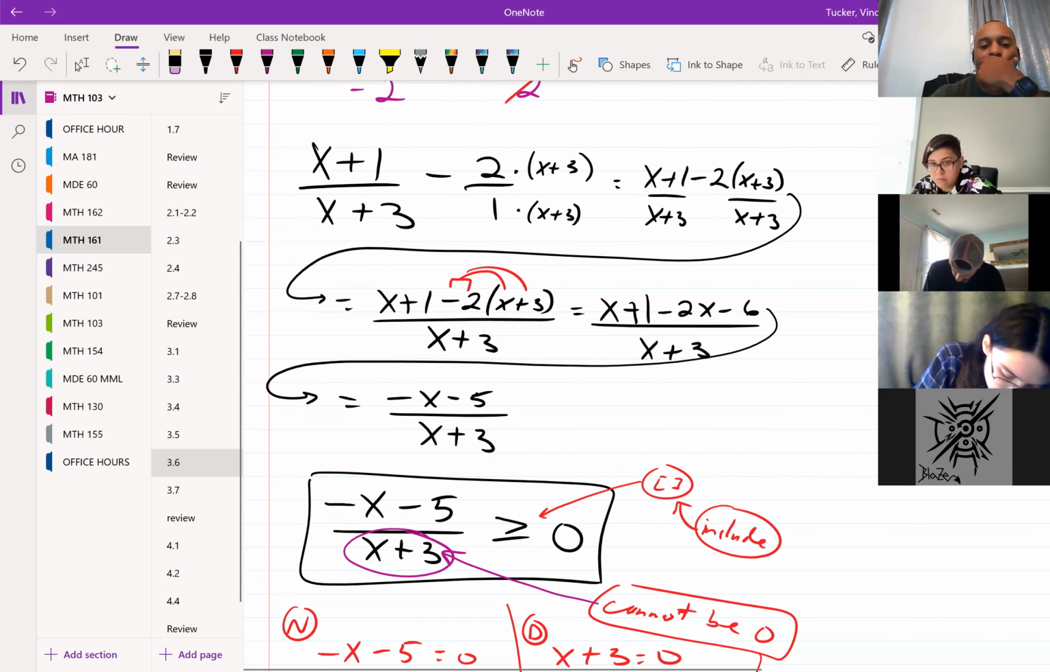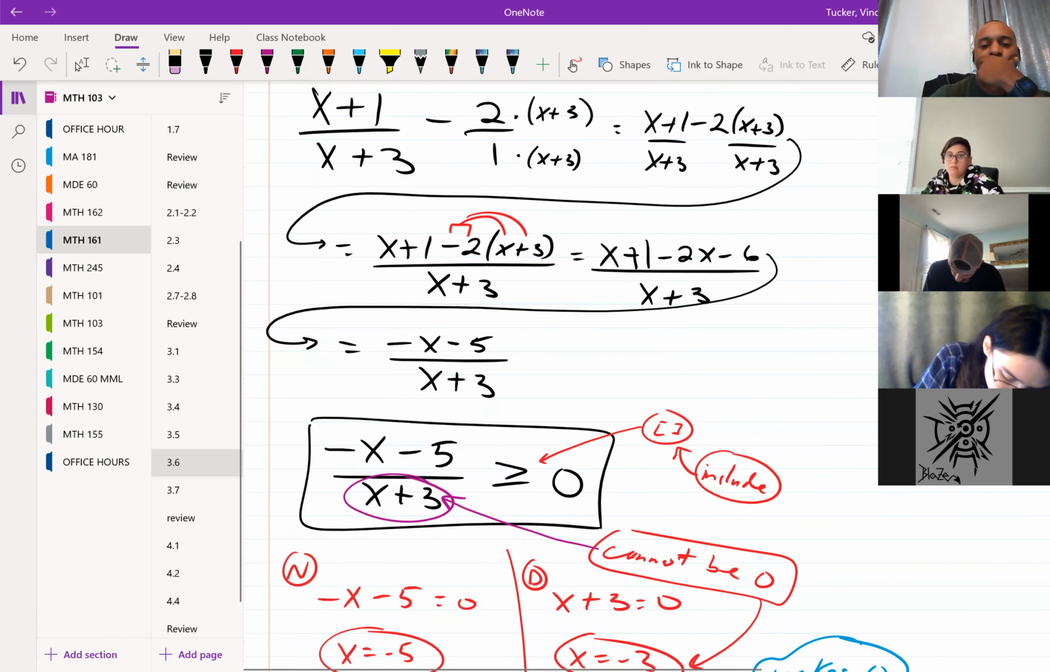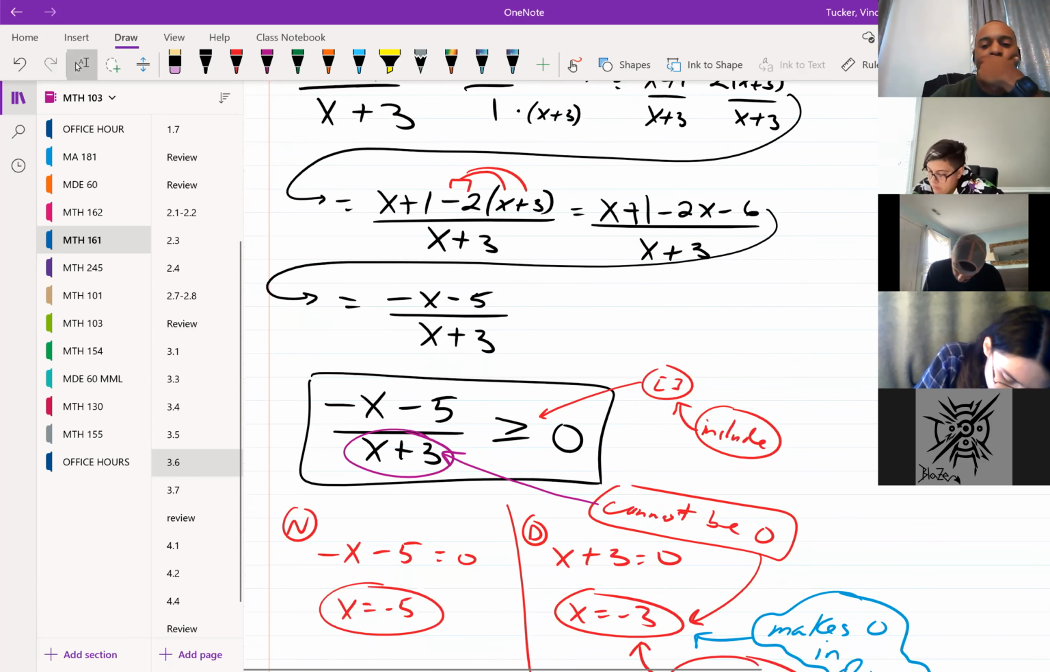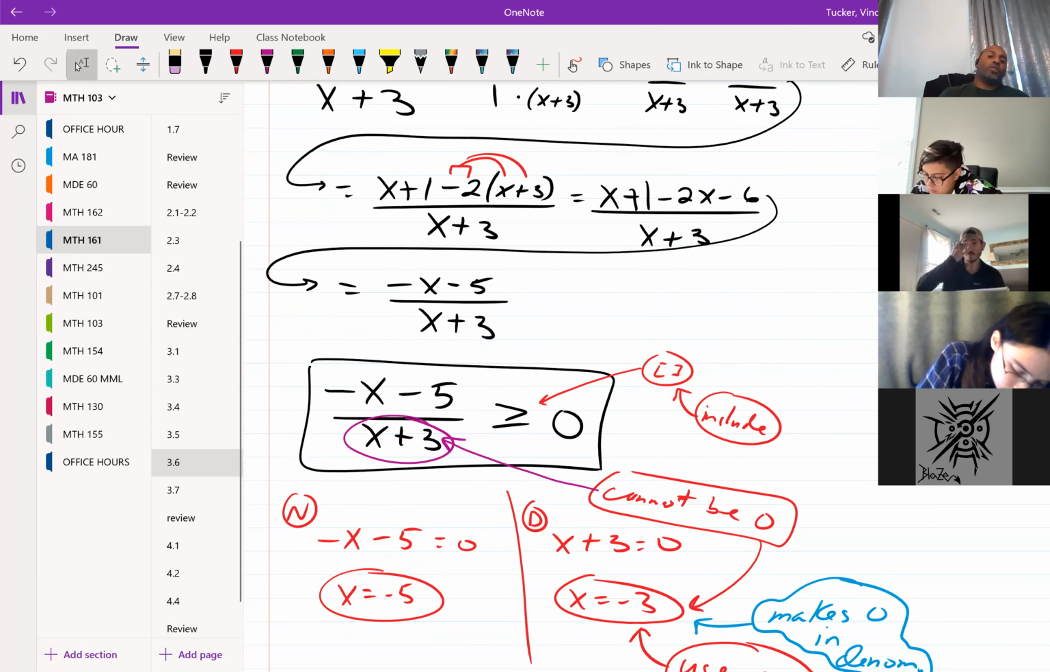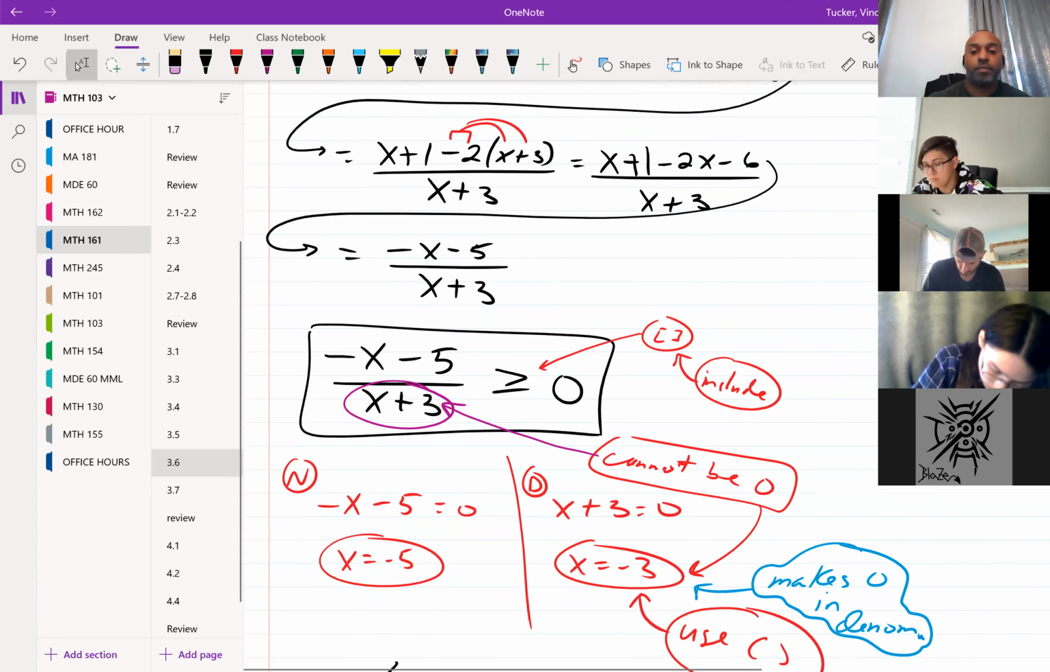All right, can I scroll up? All right, so we have our solid rational expression. We have a top and bottom, set each part equal to 0 like we did in the previous. So negative x minus 5 equals 0, x plus 3 equals 0. Solve those. x is equal to negative 5, x is equal to negative 3, for when this expression is equal to 0.